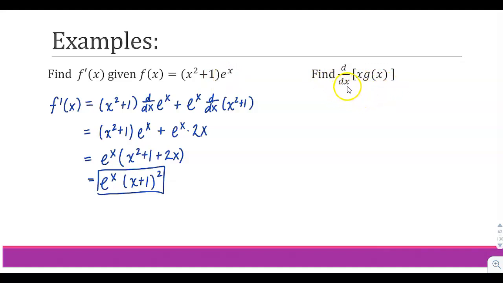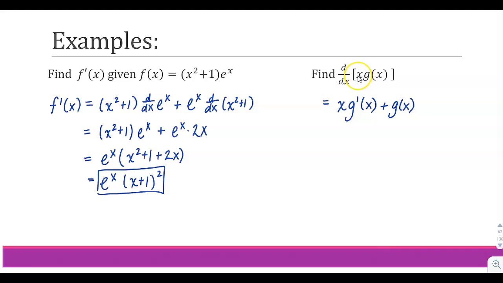Find the derivative with respect to x of a product x times g of x. So in this example, I have one specific function, the function x, and then one generic function, which we're just calling g of x. So here, when I attempt to find the derivative, I'm going to go straight to the answer here. So it's going to be the first function, x, and then the derivative of g of x. Well, g of x is a generic function, so the best I can do is write prime notation here, g prime of x, plus the second function is g of x, and then times the derivative of the first function.